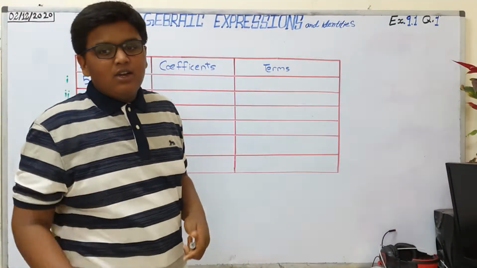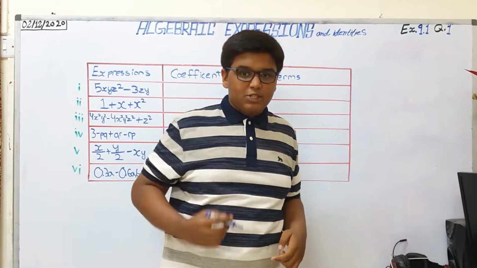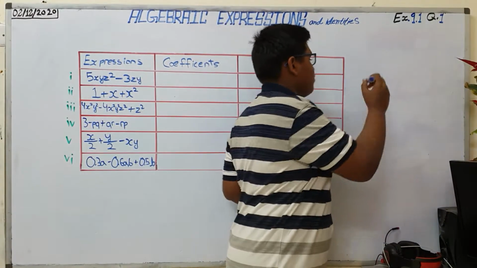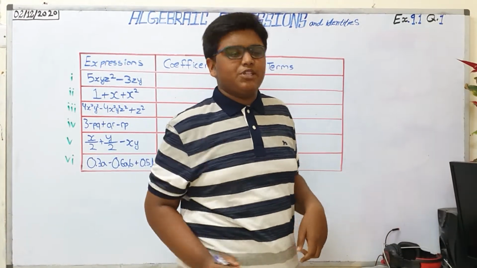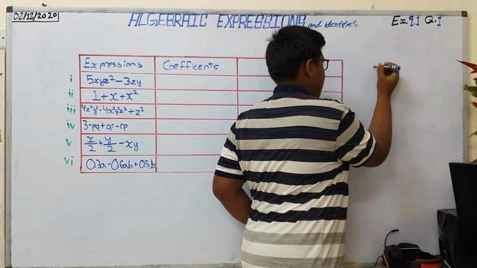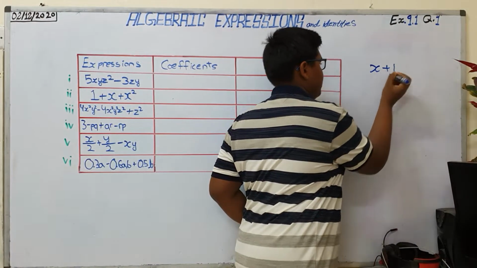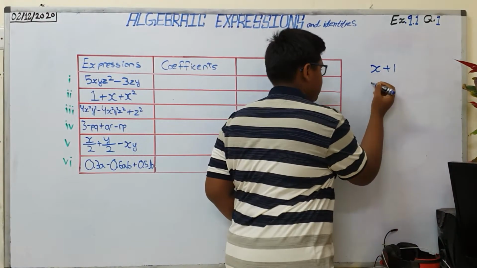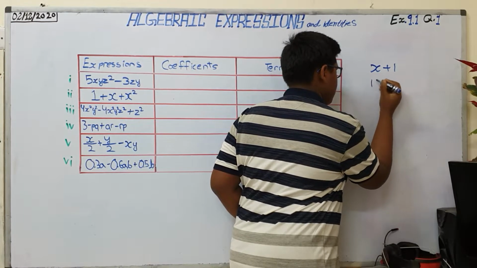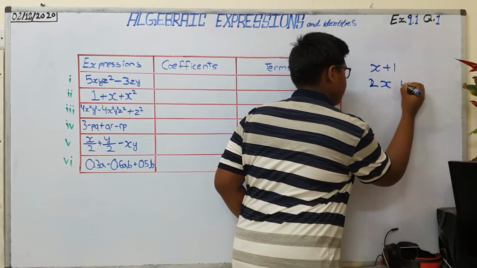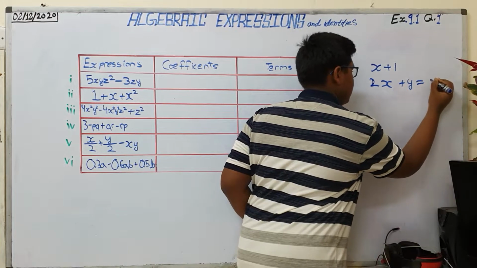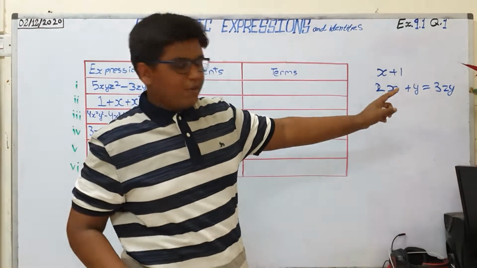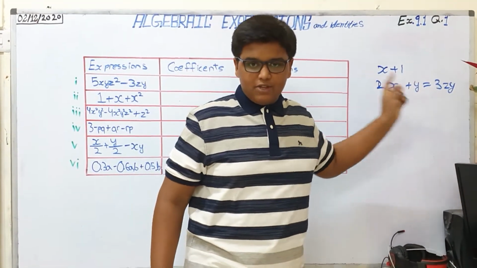Algebra is made of equations and expressions which are built from variables and constants. First of all, what is an expression? An expression is like x plus 1. And what is an equation? An equation is this type of thing: 2x plus y is equal to 3zy. So this type of thing is known as an equation.